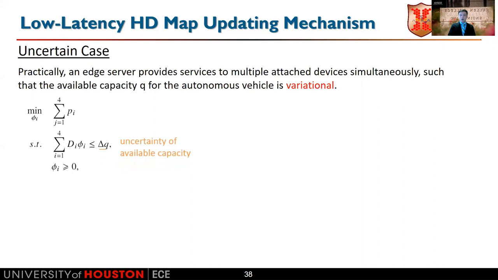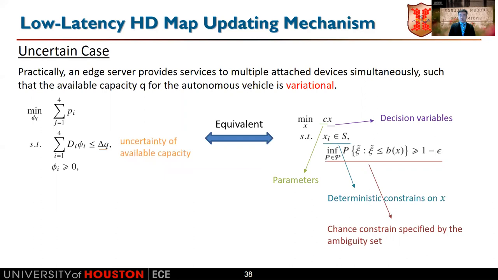However, practically, an edge server provides services to multiple attached devices simultaneously, such that the available capacity for the autonomous vehicle is variational. So here, to modify the original problem, the first constraint is noted as delta Q, which is the uncertainty of the available capacity. In this case, the original problem can be transformed to the new form, which is a distributionally robust chance constraint optimization form.